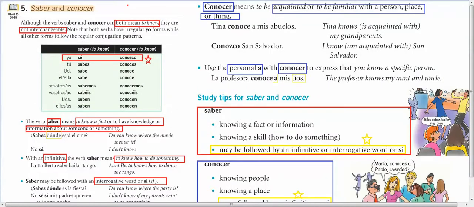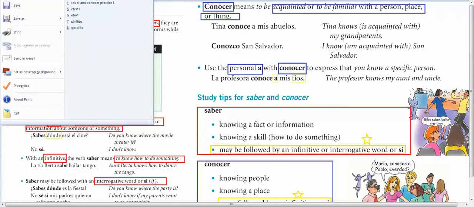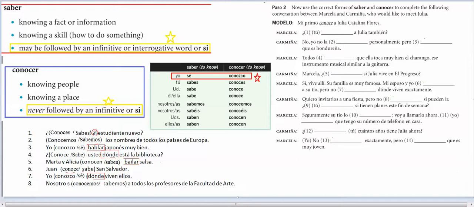Okay, so you were told use the personal a with conocer. So if I've got the personal a right here, then that means that conocer is the answer that I'm going to put. Conoces al estudiante nuevo. Conocemos, sabemos los nombres de todos los países de Europa.